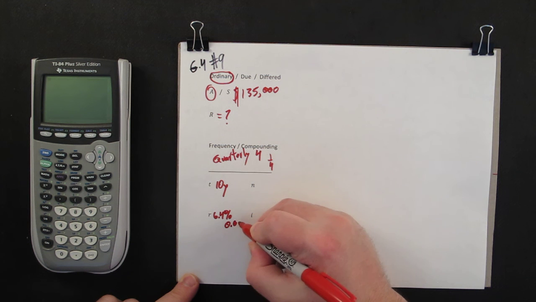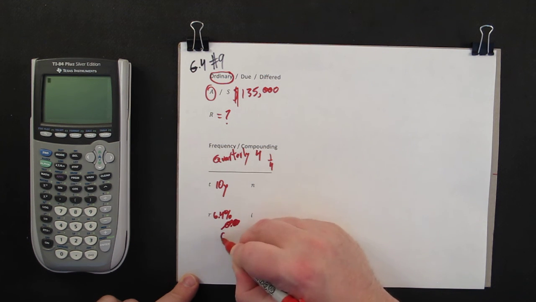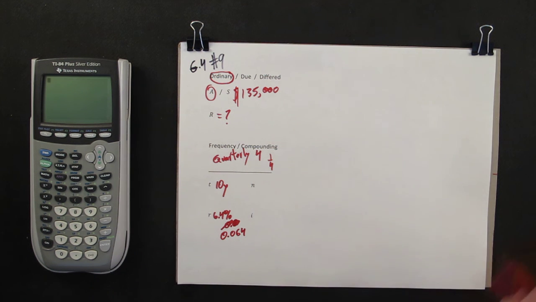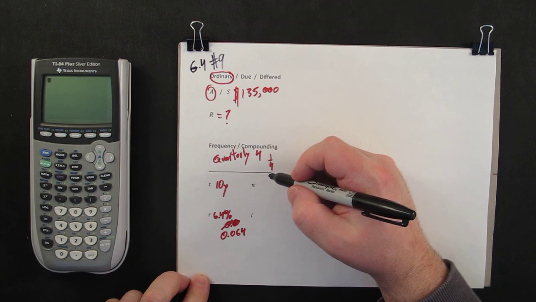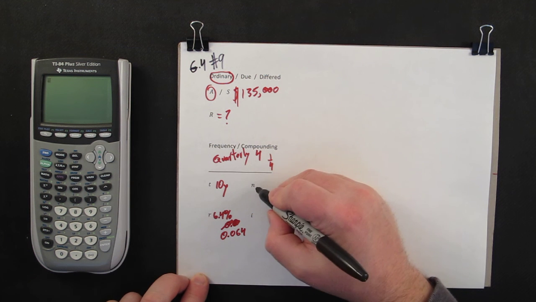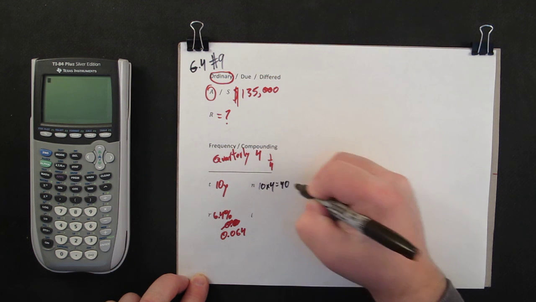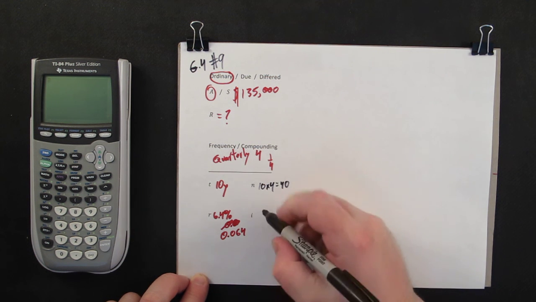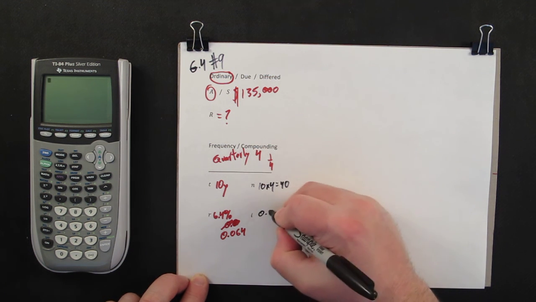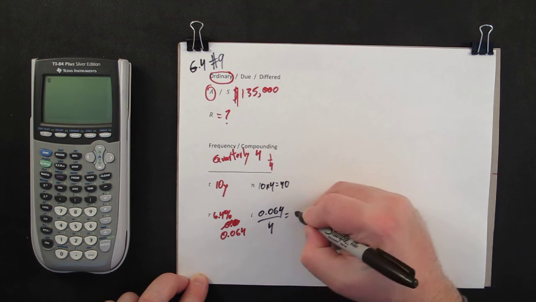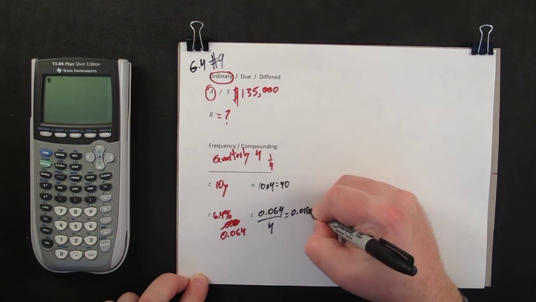So convert that to a decimal, and so you get 0.064. All right, so the number of payment periods is going to be 10 times 4, so that's 40. And the period interest rate is going to be the annual interest rate divided by the compounding. So 0.016.